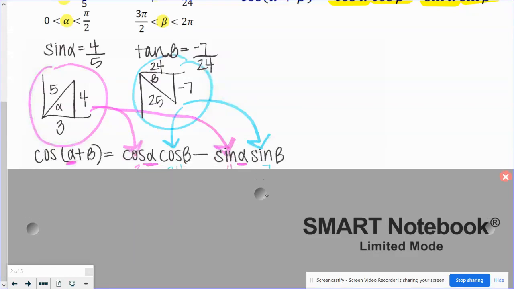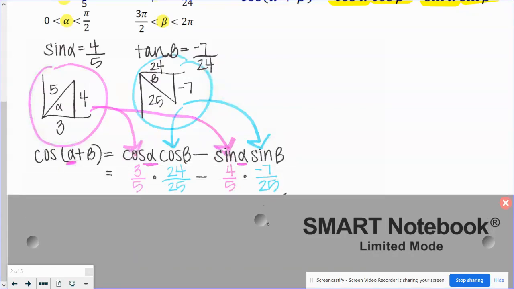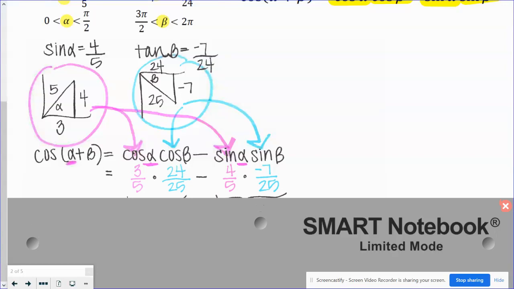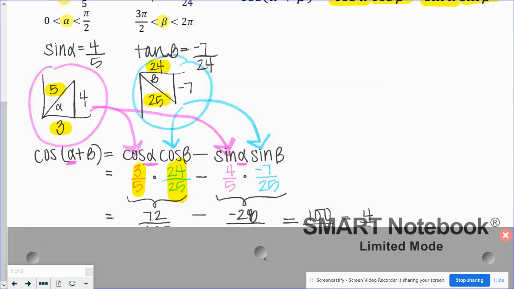So there's my formula, see? Then I found cosine of alpha to be the adjacent over the hypotenuse, thus 3/5. And cosine of beta is 24/25. Then I did the same for sine alpha and sine beta. I'm using the alpha triangle for sine of alpha to get 4/5, and the beta triangle to get -7/25. And then you just do that math, okay?